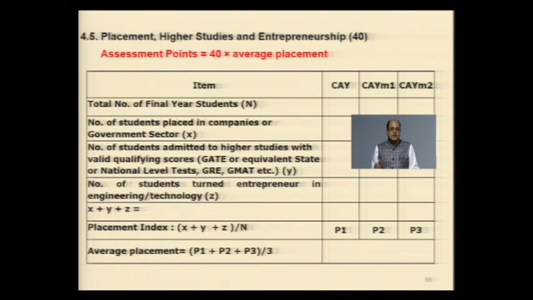And z again has a rider. If somebody has been shown as an entrepreneur, then the entrepreneurship should be in the engineering and technology domain, not in any generic domain. So, z is the number of students turned entrepreneur in engineering and technology, and P1, P2, P3 are for the 3 assessment years, and the average of the 3 is taken. This is the highest weighted parameter when we look at the student assessment point.